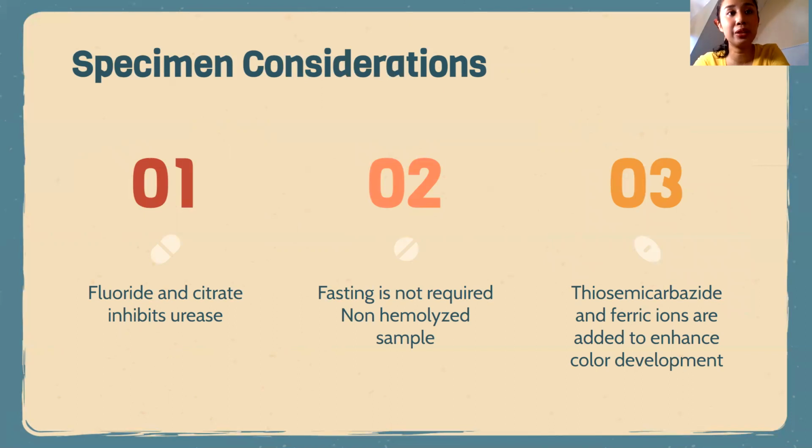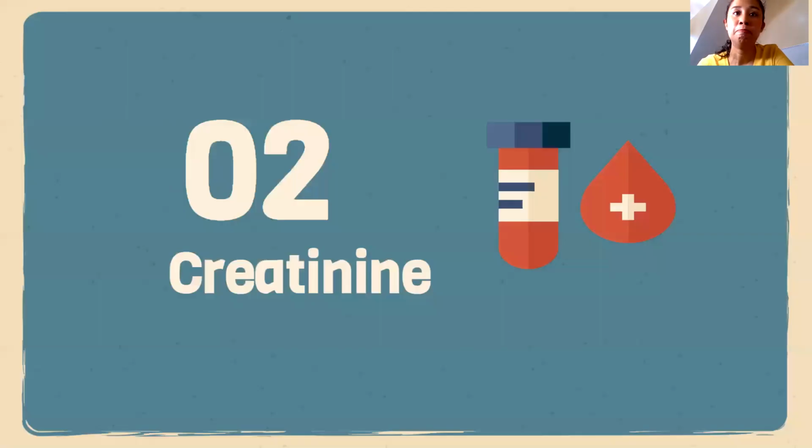For processing your BUN, we commonly use serum, so gold tube or red tube. Do not use fluoride and citrate because they will inhibit your urease. If you're going to use Berthelot, that's what our Kodak uses. Fasting is not required. So far for NPN, class, fasting is unnecessary. And a non-hemolyzed sample, of course. Thiocarbazide and ferric ions are added to enhance the color development in spectrophotometry.